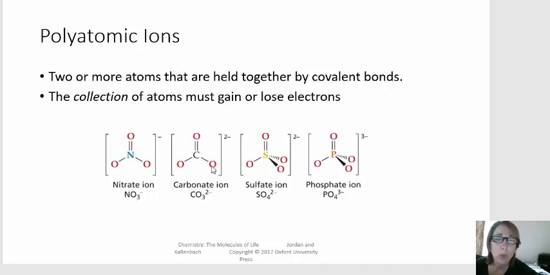So carbonate has 1 carbon, 3 oxygen held together by covalent bonding, but an extra 2 electrons for an overall charge of -2. Sulfate, 1 sulfur, 4 oxygen, an overall charge of -2 due to 2 extra electrons, and phosphate, 1 phosphorus, covalently bonded to 4 oxygen with 3 extra electrons for an overall charge of -3.